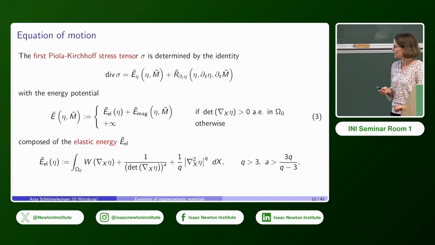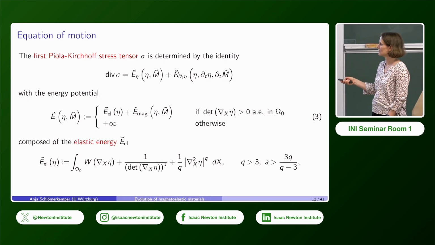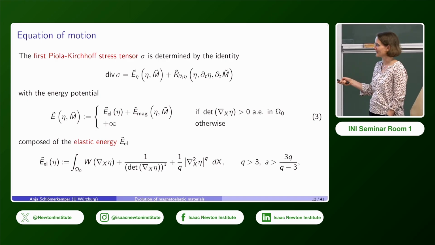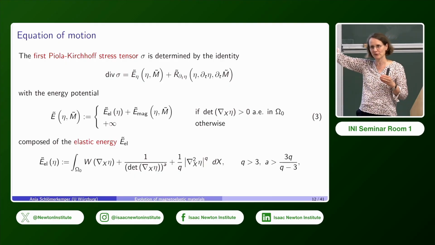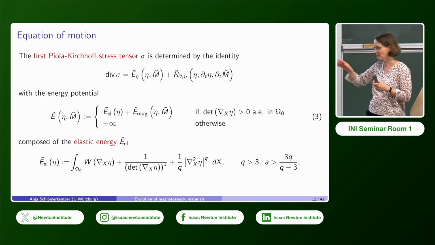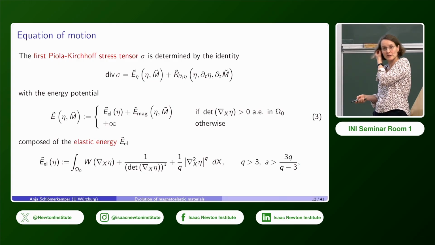The elastic energy is assumed to be the standard hyperelastic energy depending on the gradient of the deformation. And then we add a term which ensures that our elastic energy density tends to infinity if the determinant of the deformation gradient tends to 0. That's this first term. And then we allow for a second term here, just depending on the second gradient of eta. This will give us some more regularity.